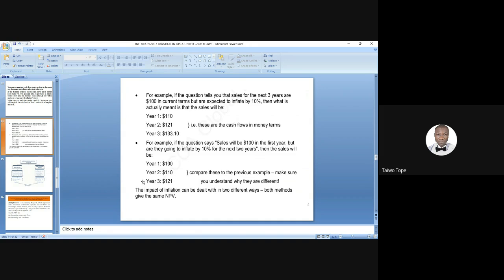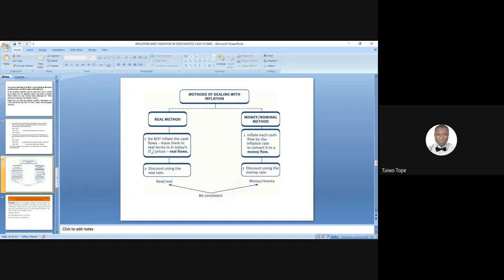Both methods give the same NPV. So you can see there are methods of dealing with inflation. We have the real method. When you're using the real method, do not inflate the cash flows. Leave them in real terms, that is, in today's terms. How do you discount? Discount using the real rates.